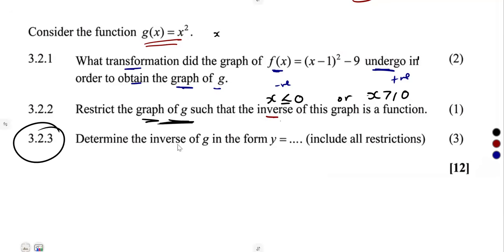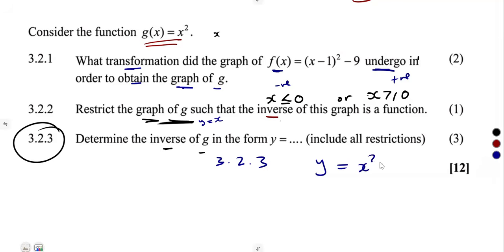3.23, determine the inverse now. Now they want you to find that. Include all restrictions now. So there we are dealing with the inverse. So how do you find the inverse, guys? Remember, the inverse is when you transform the original function in the line of y equals x. So this is where you interchange, right? 3.23, y is equal to what?